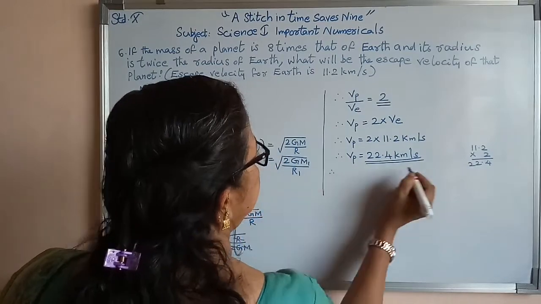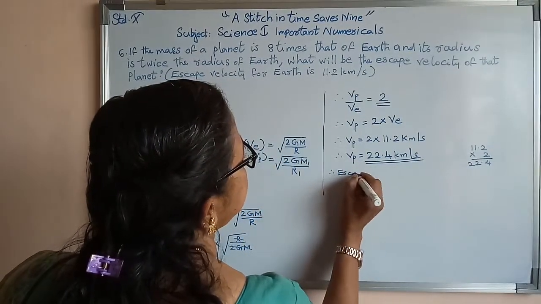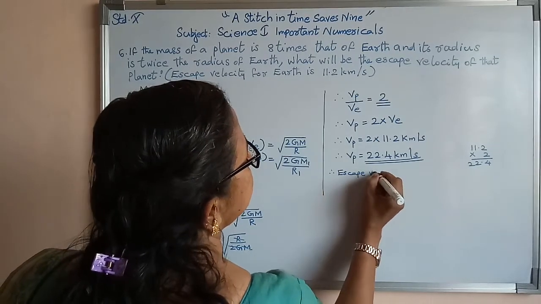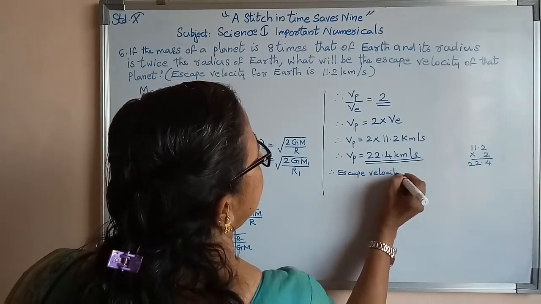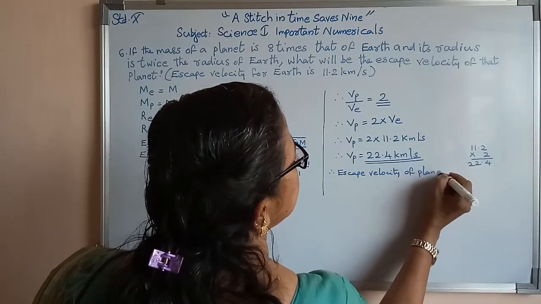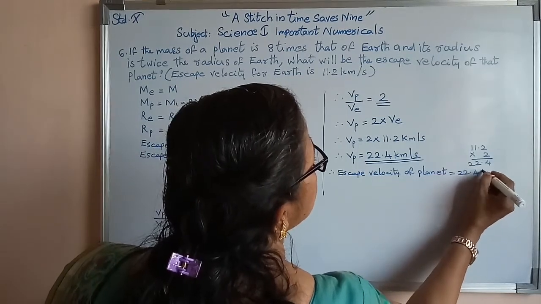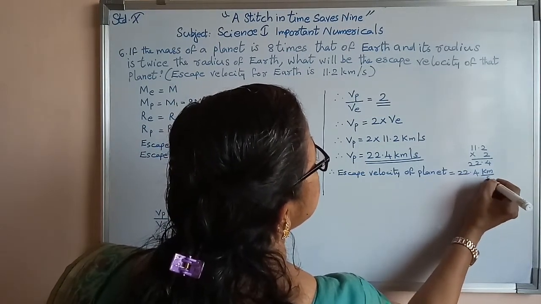Therefore, you can write the statement form: escape velocity of planet equal to 22.4 kilometer per second.